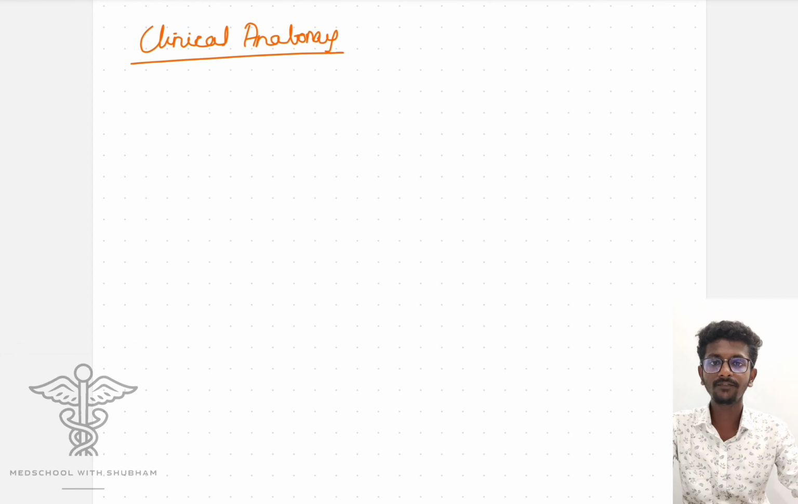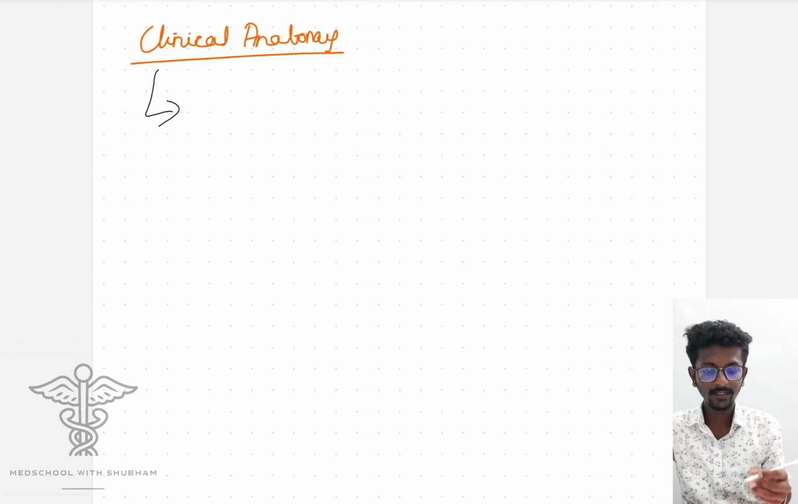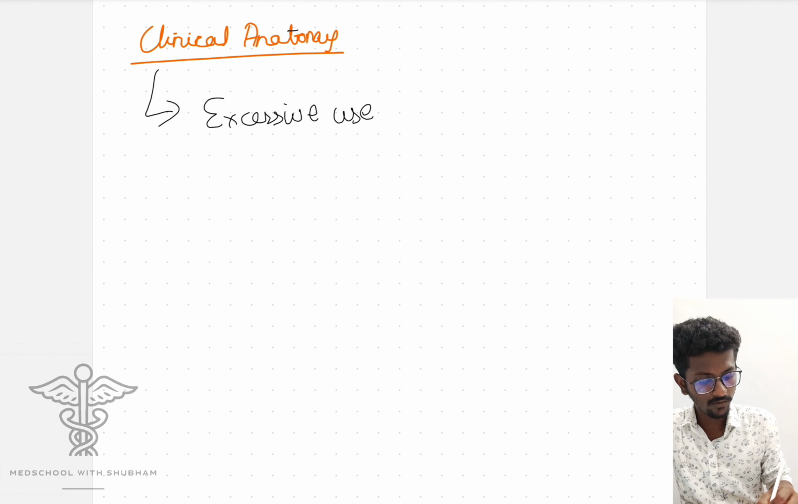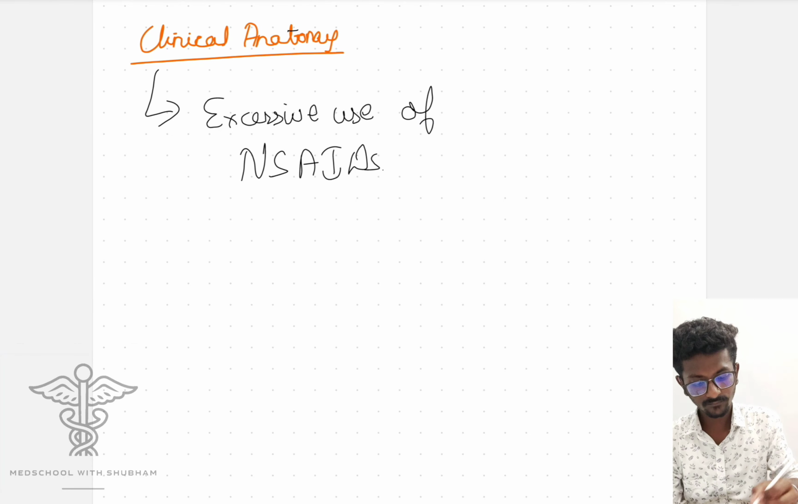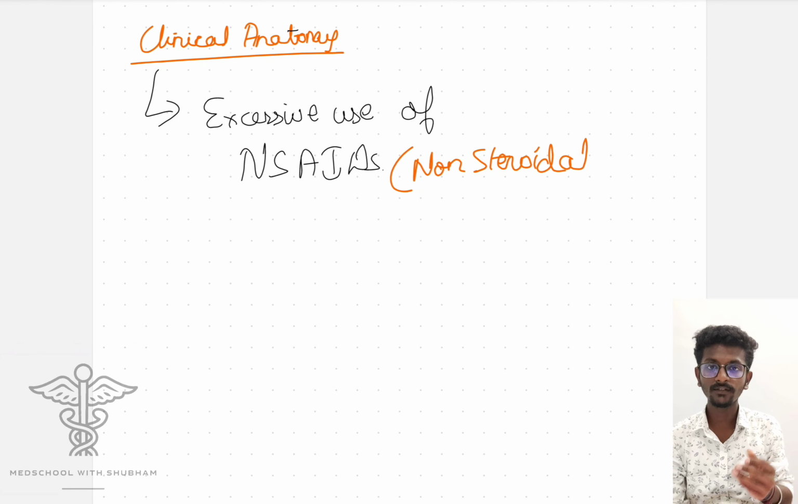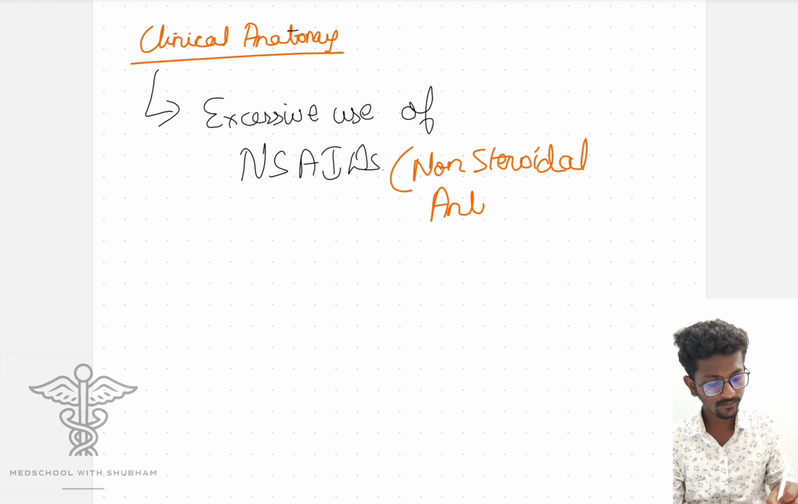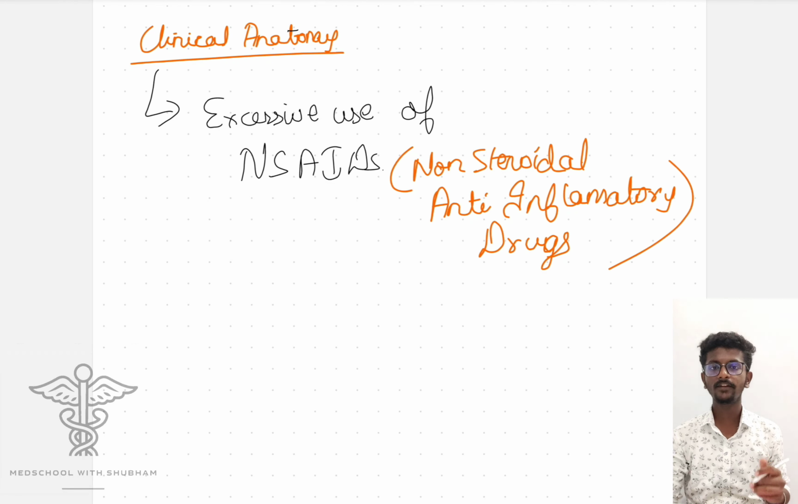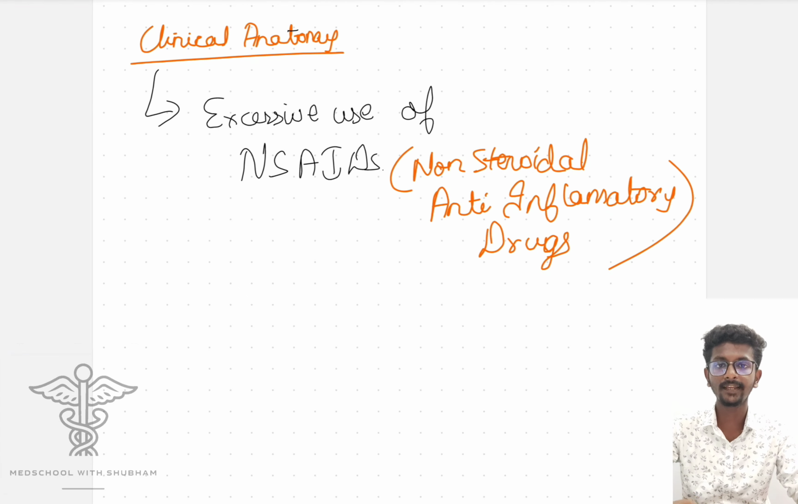So what clinical anatomy can we write in this? The clinical anatomy related to fertilization is the excessive use of NSAIDs. What are NSAIDs? NSAIDs are non-steroidal anti-inflammatory drugs. The details of NSAIDs you will be learning in pharmacology in the second year, but for now you just remember the following.